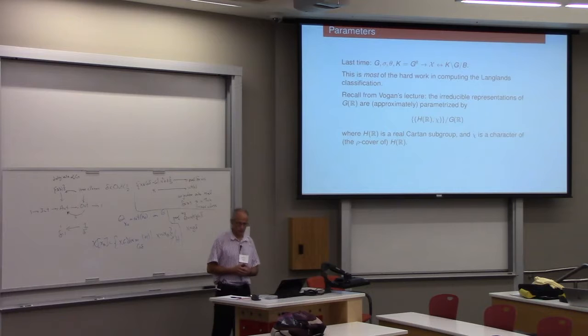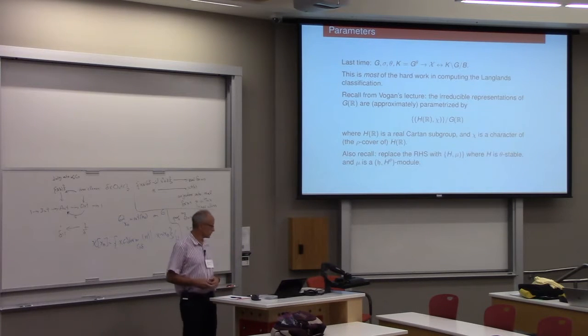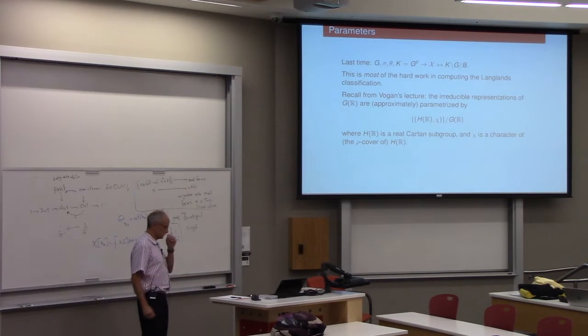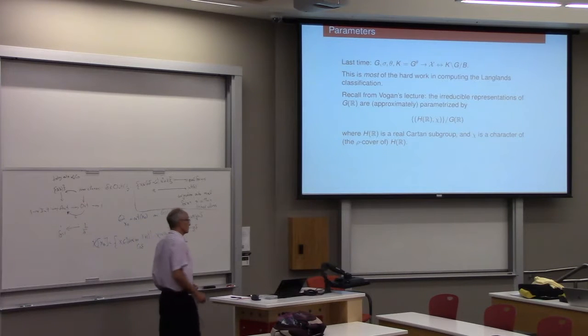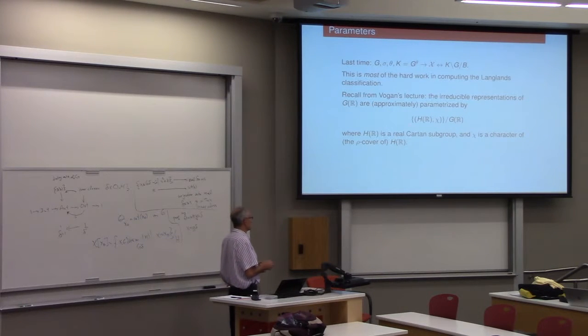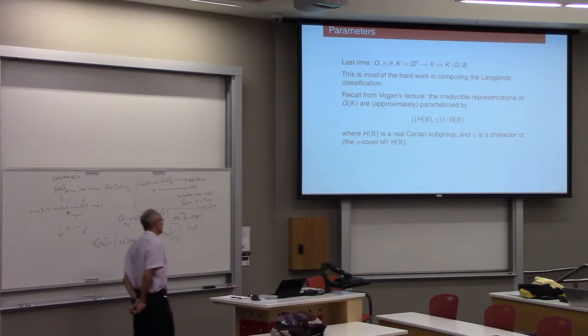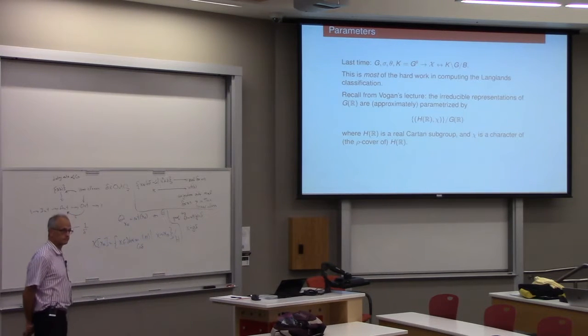If you want to think about parameterizing representations of a given real group, this is what you need to think about. You need to parameterize the conjugacy classes of Cartan subgroups. Well, I talked about that. That comes from X. I'll remind you, but we've done that already. And we need to understand how to write down characters of that Cartan subgroup. Well, that's what David talked about this morning. So we're basically done. And we just put it all together, and that's what I'm going to talk about.